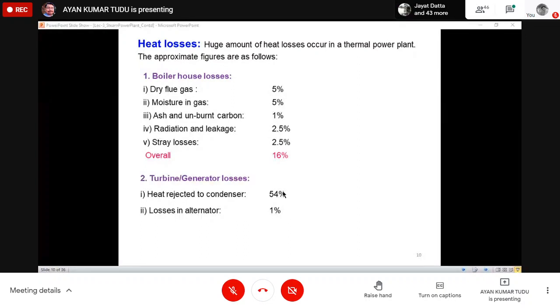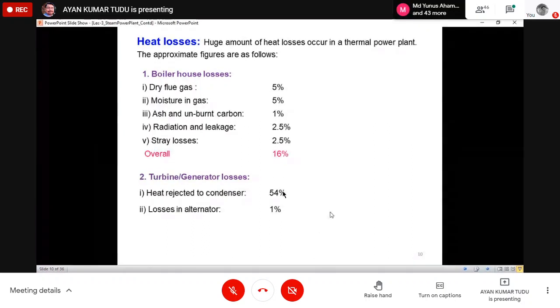In the boiler house, what are the losses? As you can see, we have our dry flue gases, moisture in gas, ash and unburnt carbon, radiation and leakage, and stray losses. So all these losses which occur in a boiler house constitute around 16% of the overall losses.